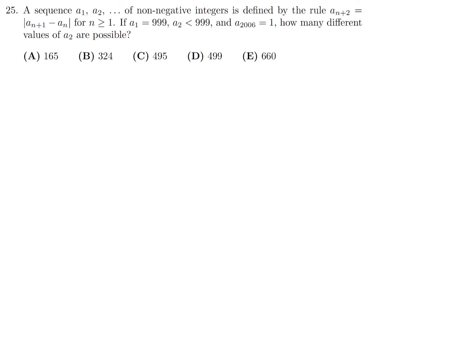So we can use a table format and figure out a1, a2, a3, a4, and so on, and see how this behaves. I'll just do it up until a9, a10, and then of course we can extrapolate all the way down to a2006. Now we are told that a1 is fixed as 999.